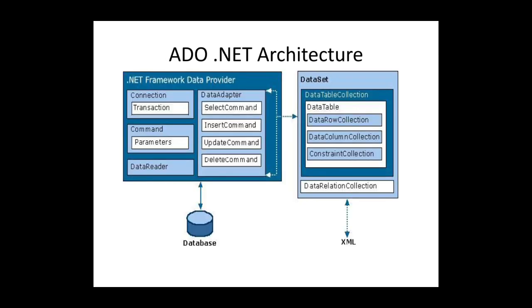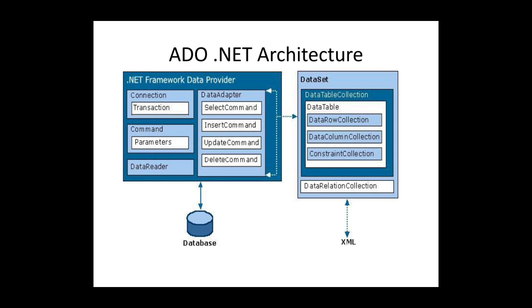Now the architecture of ADO.NET. ADO.NET basically consists of two main components. One is data provider, second one is data set. The role of data provider is to take the data from the database and pass this data to the .NET application. For this purpose, it uses four classes: connection class, command class, data reader class and data adapter class.